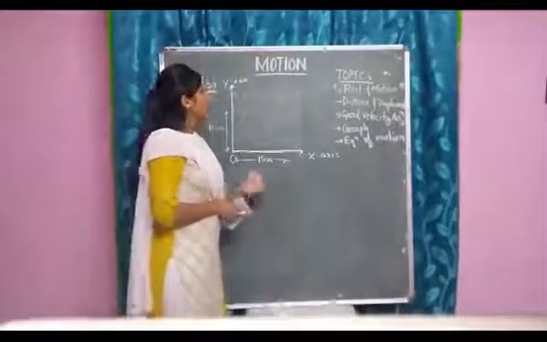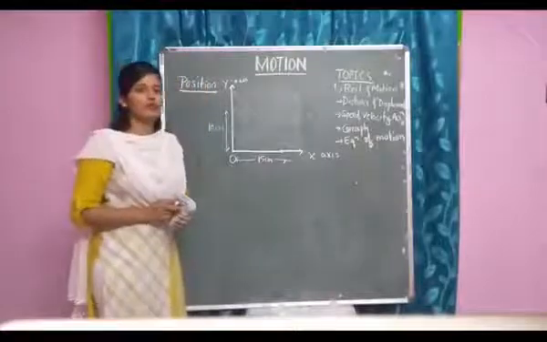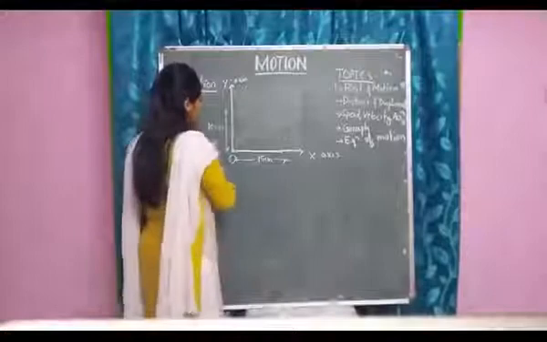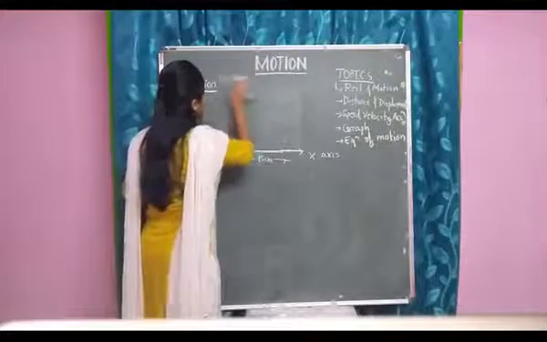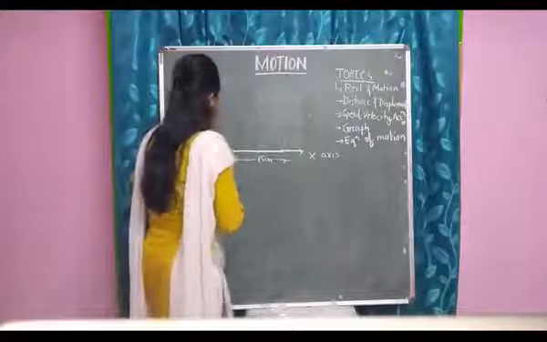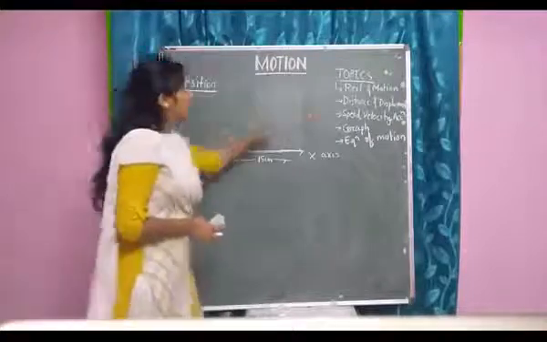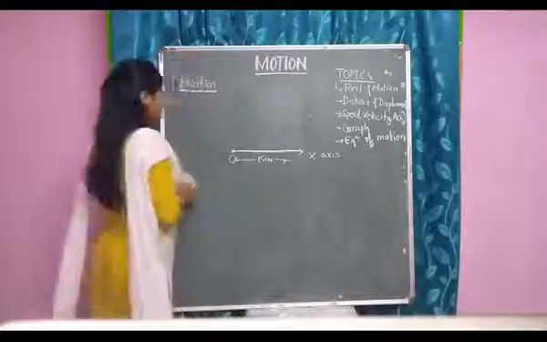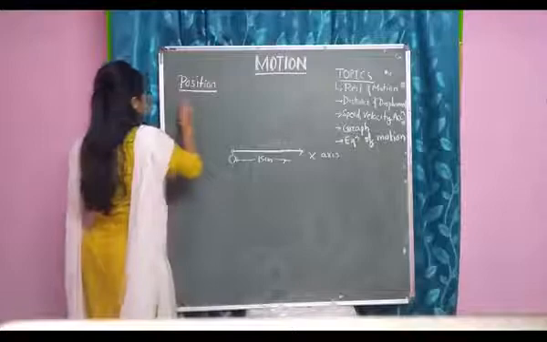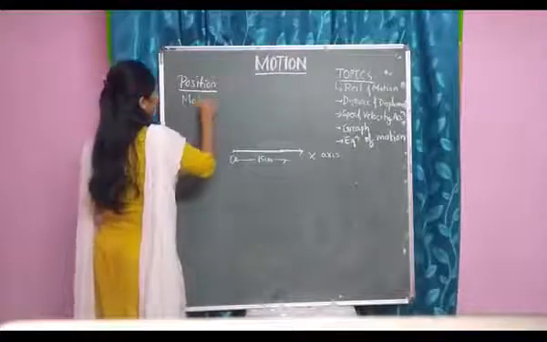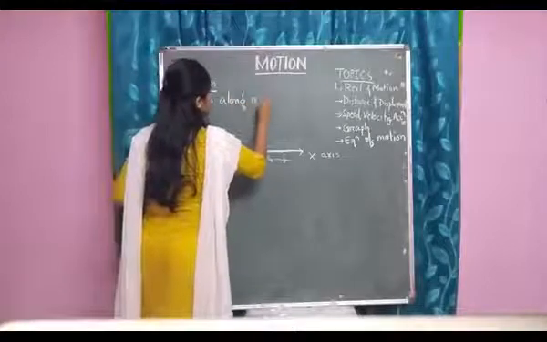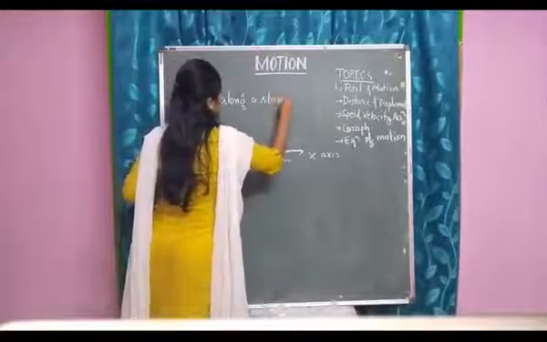In our class 9 we are going for only 1D motion. 1D motion means motion along a straight line. So we will study motion of the body along a straight line.